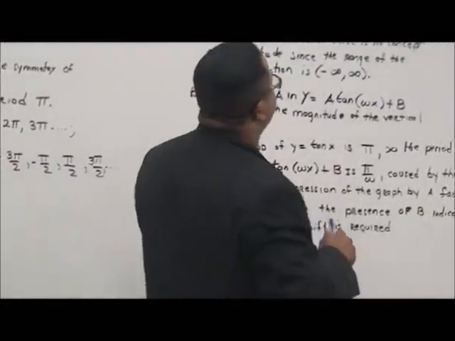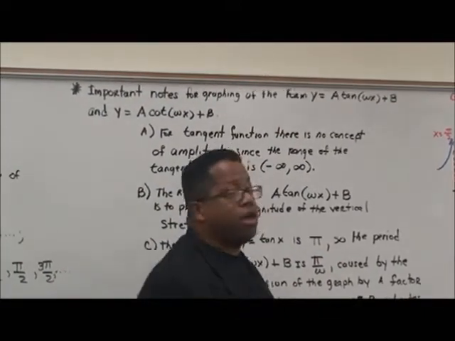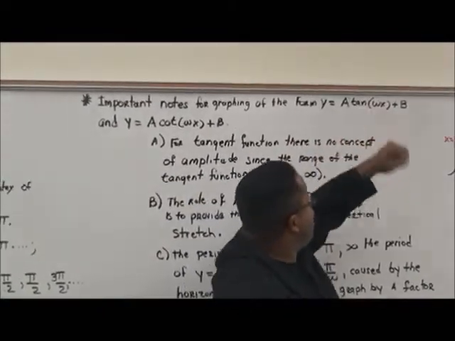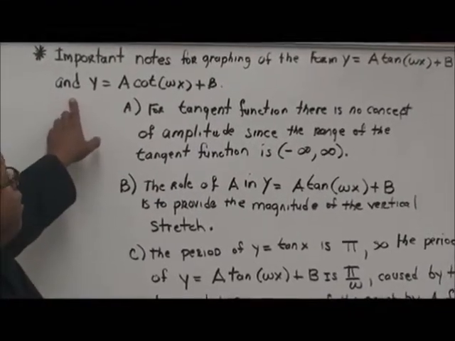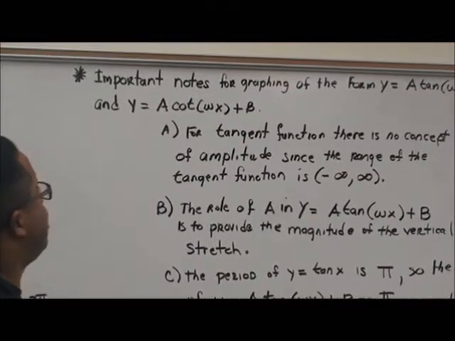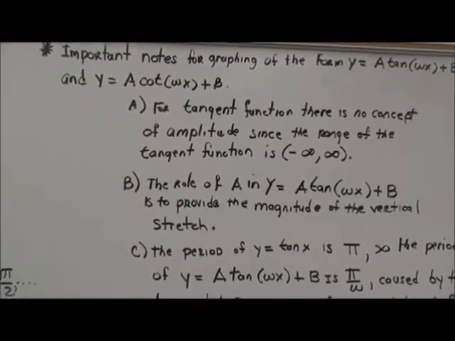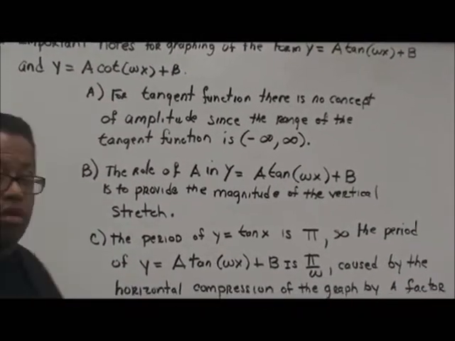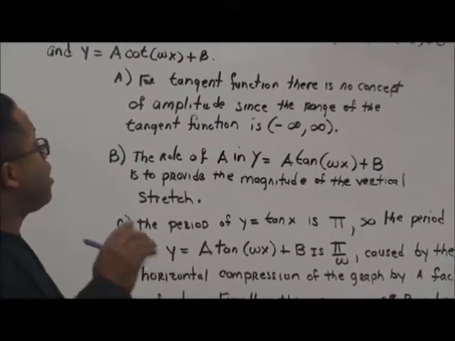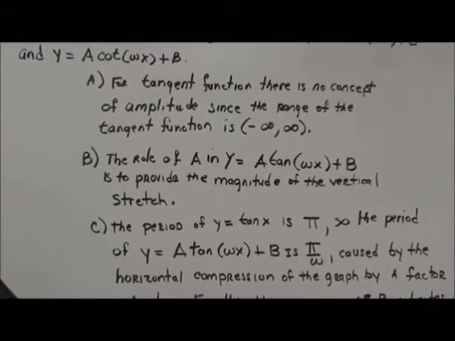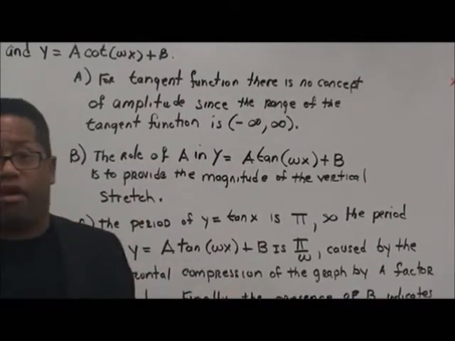Important notes about graphing the form of a tangent function, where y is equal to a times tangent of omega x plus b, and we're also going to talk about cotangent as well: y is equal to a times cotangent of omega x plus b. A few little notes: for the tangent function, there is no concept of amplitude, since the range of the tangent function is from negative infinity to positive infinity, which is the set of all real numbers.